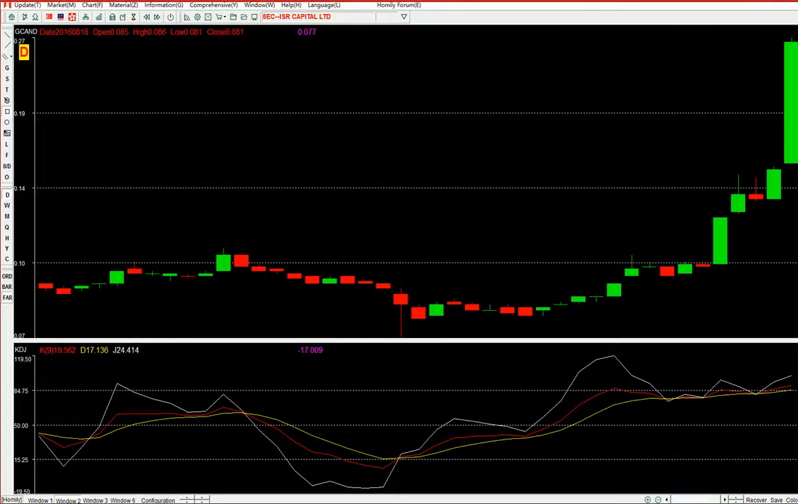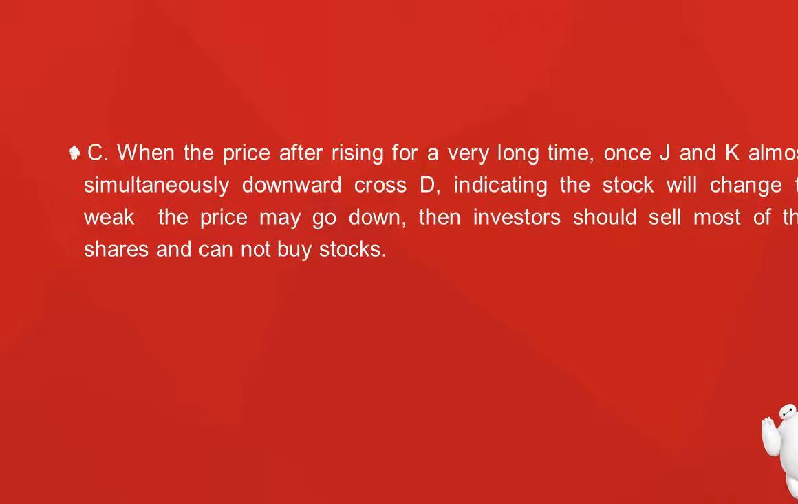What does that mean? If you see here, K, D and J are all almost 50, right? So here, if you see the price go up again after the upward cross, this is the buy point. And here, K, D and J are all above 50, then if you see the upward cross, you can buy again. So this is the second point. We can see the next point.